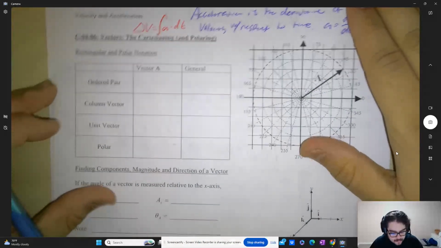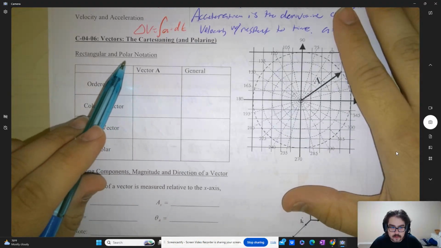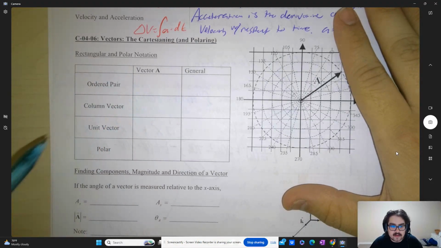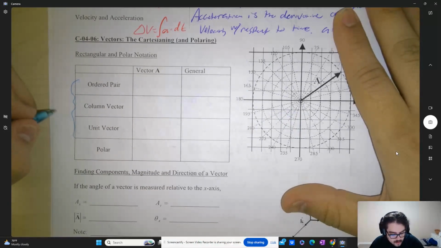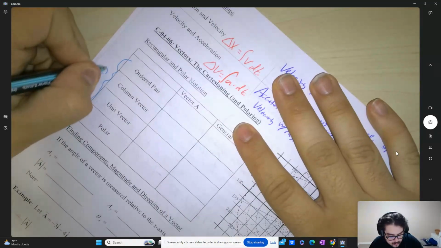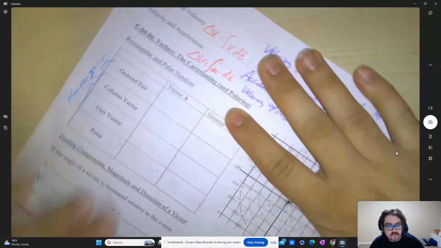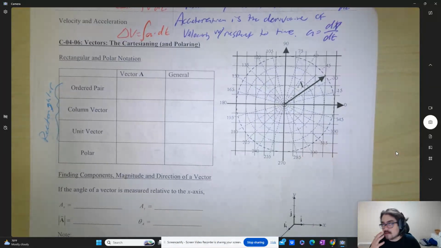So rectangular and polar notation. You're not doing a ton with polar notation, but you do need to recognize it as polar notation. All three of these right here are rectangular notation. They are different forms of representing vectors as rectangular. There's actually, I think, three.